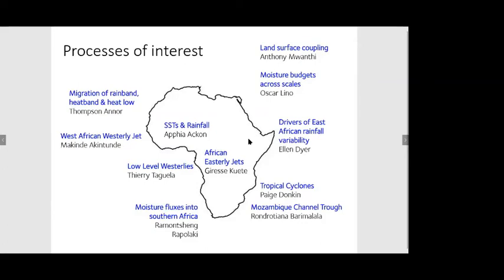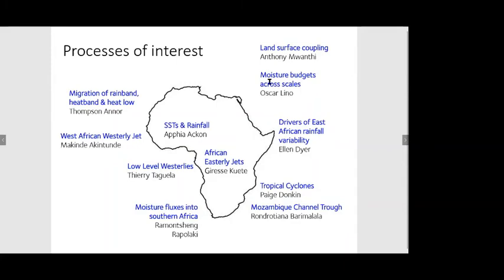In East Africa, Ellen Dyer, who is our research associate at Oxford, is looking at drivers of East African rainfall variability, and in particular she's found so far that easterly winds over the Congo Basin in Central Africa, approximately here, are really important for driving variability between climate models in the amount of rainfall in East Africa, and she's developed a useful diagnostic to look at that.